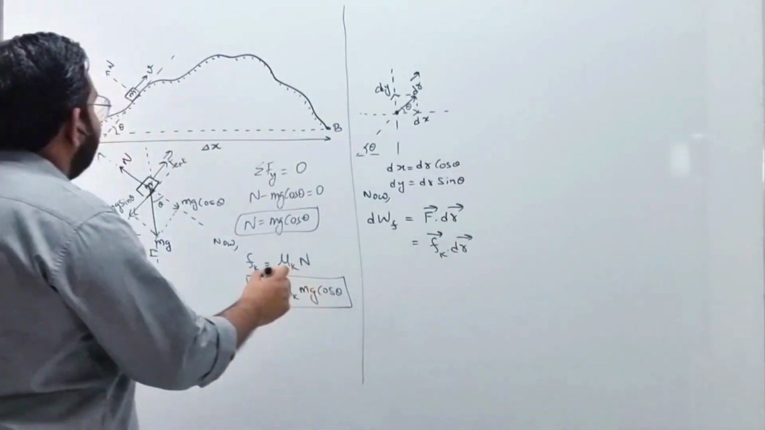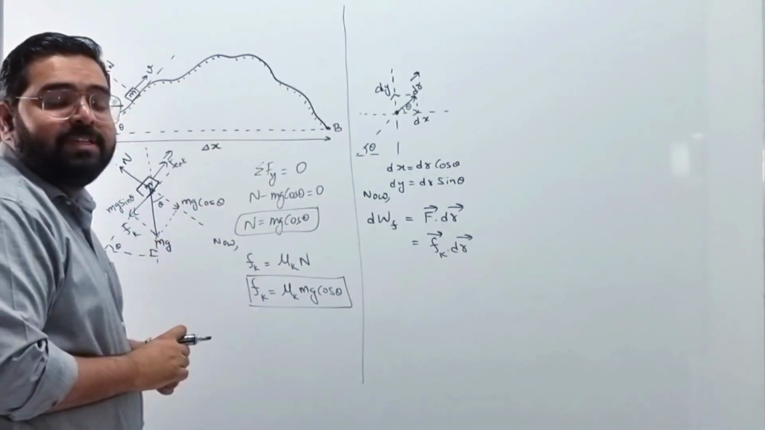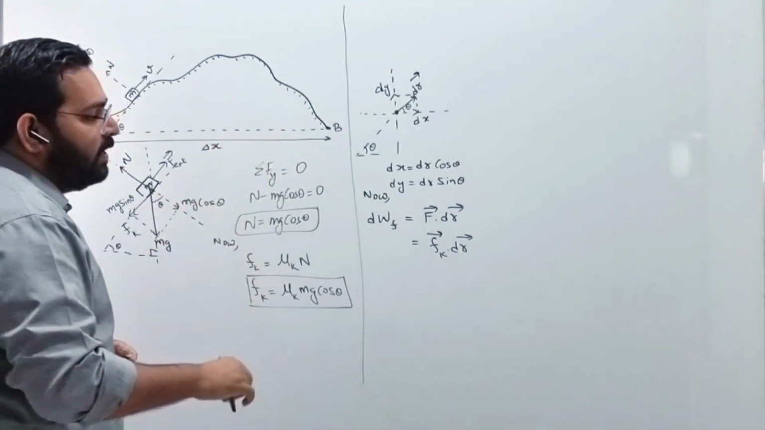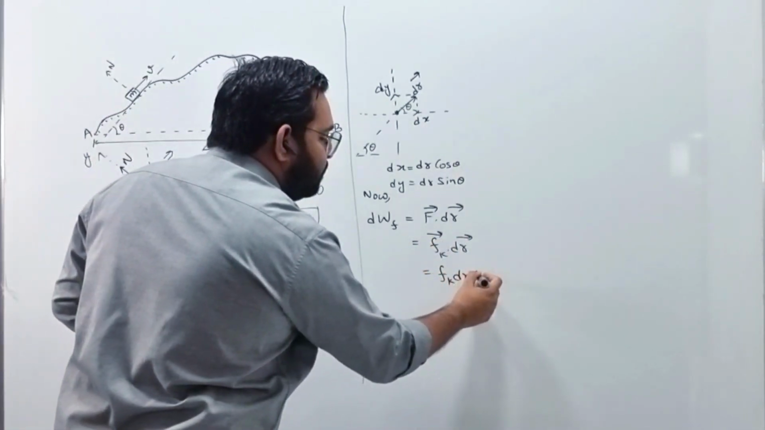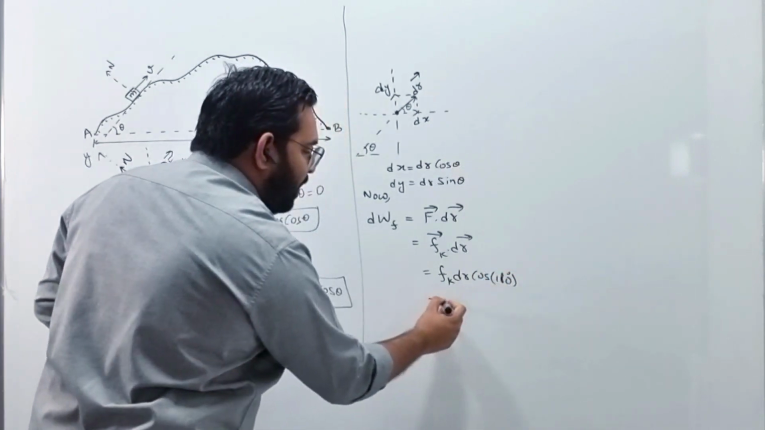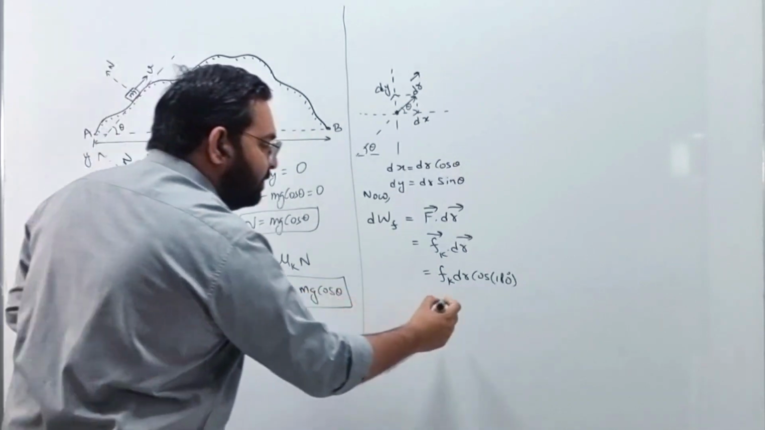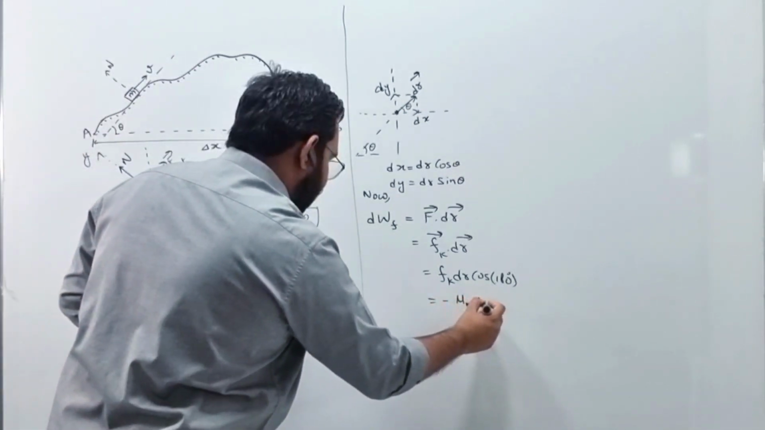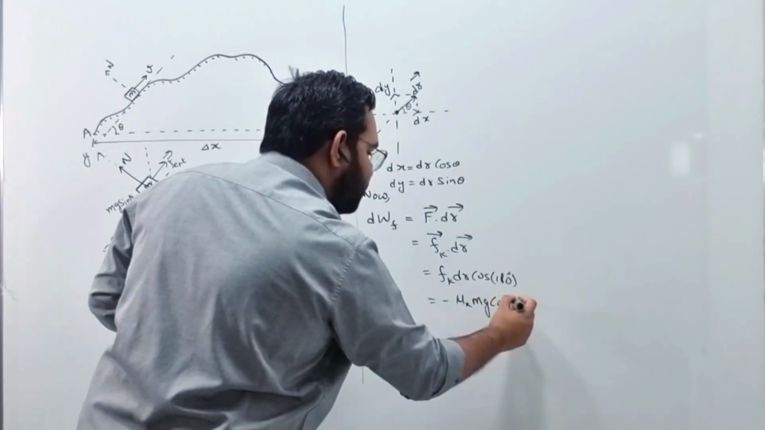We know that direction of friction and direction of displacement are both along the surface but in the opposite direction. Therefore, the angle between them would be 180 degrees. So we get minus, cos 180 is minus 1, Fk. And how much is Fk? Mu k mg cos theta into dr.